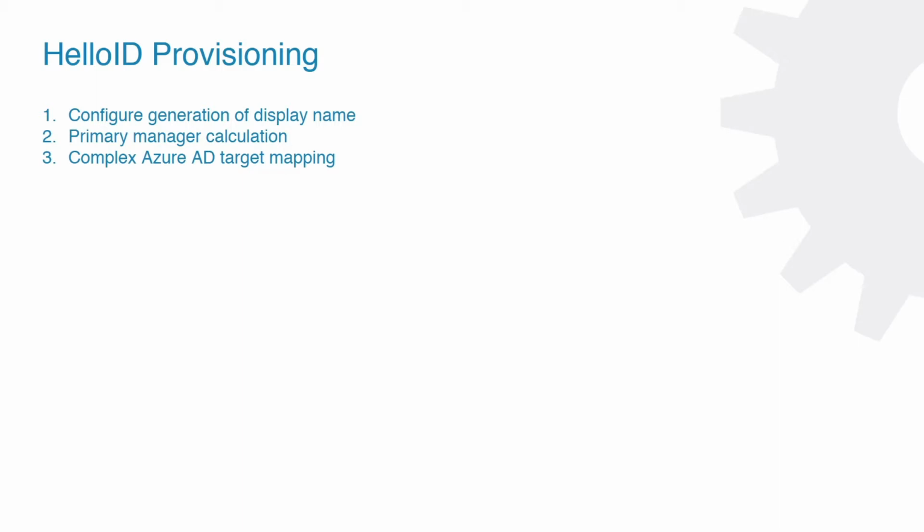Then we have included the complex Azure ID target mapping, which is a more advanced option as we had the simple mapping already in place. Now, you will be able to assign default Azure AD groups. These are default groups, so they will be available for every user.